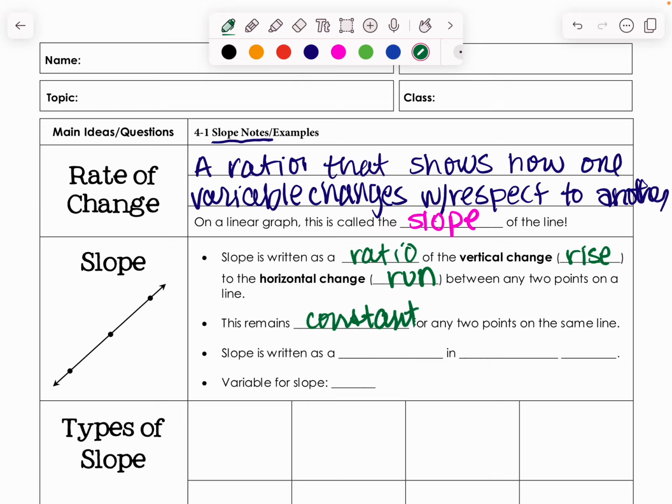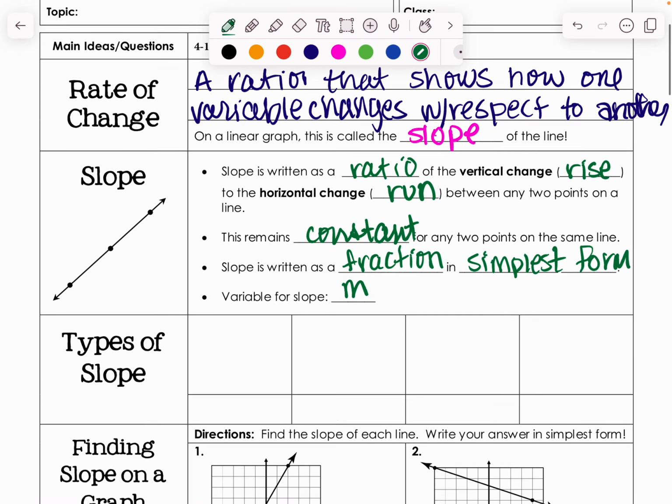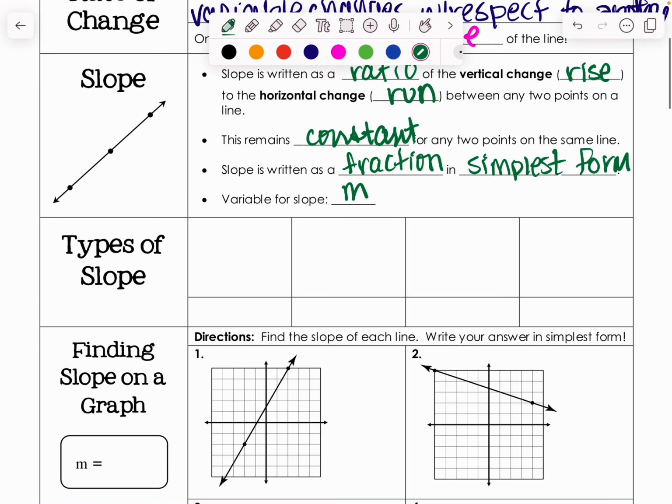And slope is written as a fraction in simplest form, and the variable for slope we use is m. Okay, so we'll look at equations and be able to tell what the slope is based upon that variable.